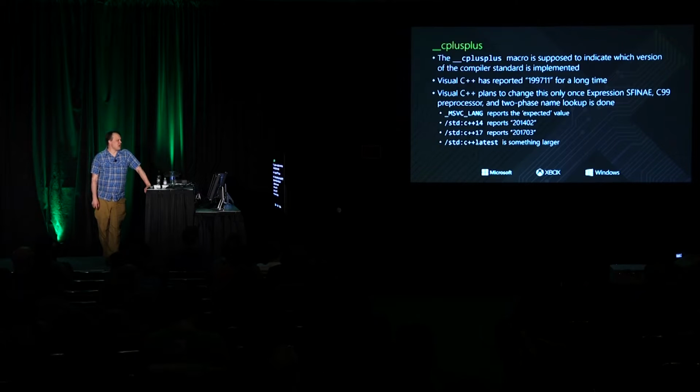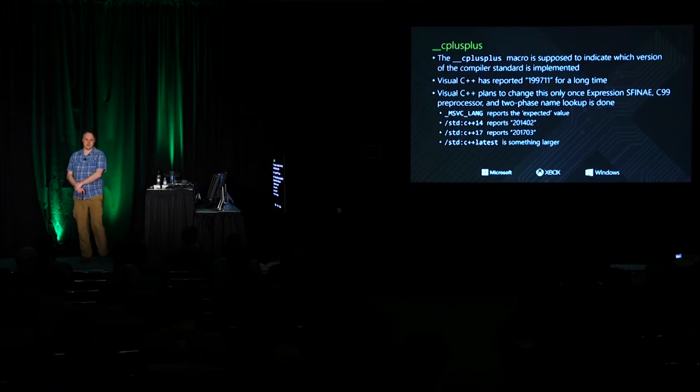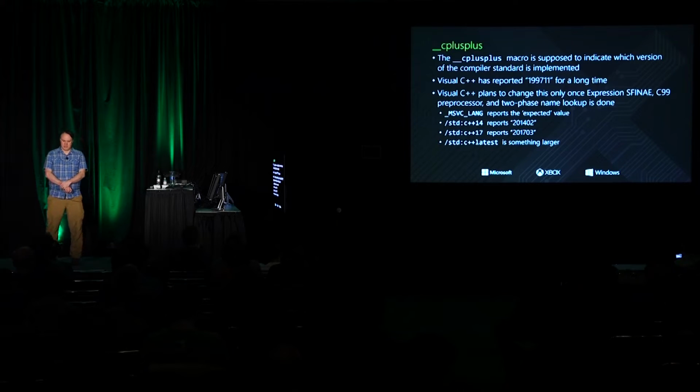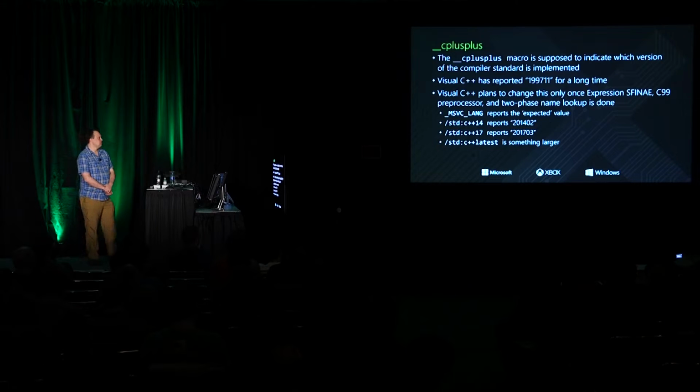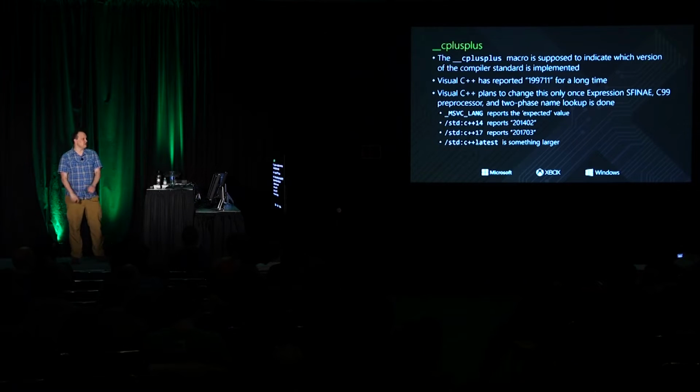So as a compromise, they added a new macro, _MSVC_LANG, that actually reports the value you would expect. In C++14 mode, it would report 201402, and in C++17, it reports 201703, which are defined in the standard. And this actually ties into something I'll talk about here in a minute. It's really not so much about the language as much as it is about two-phase lookup and the preprocessor.